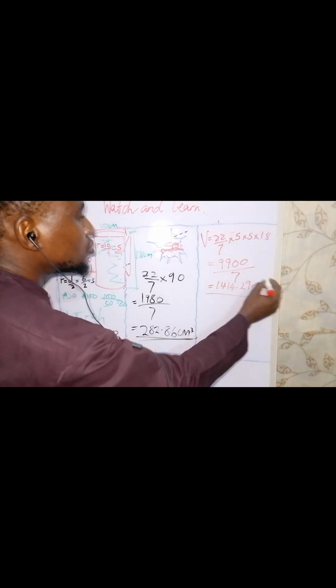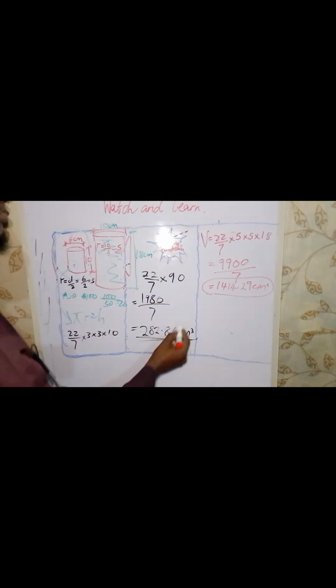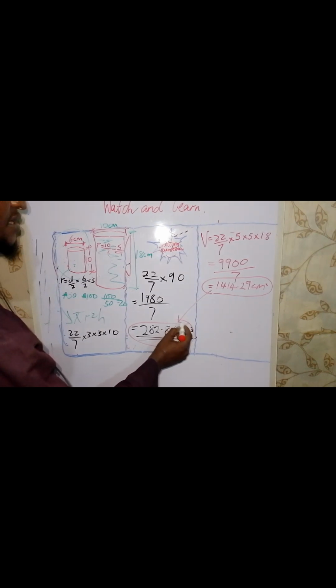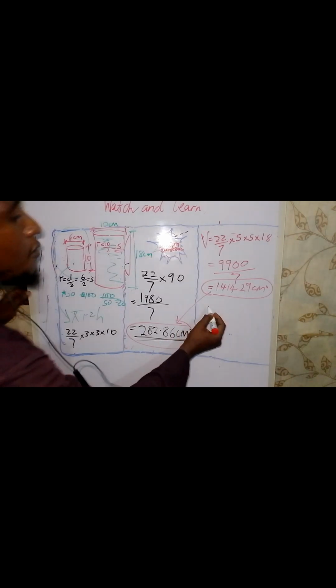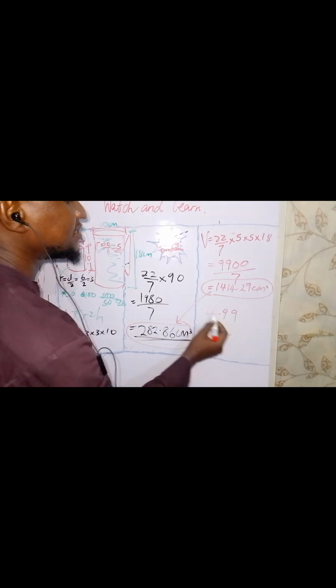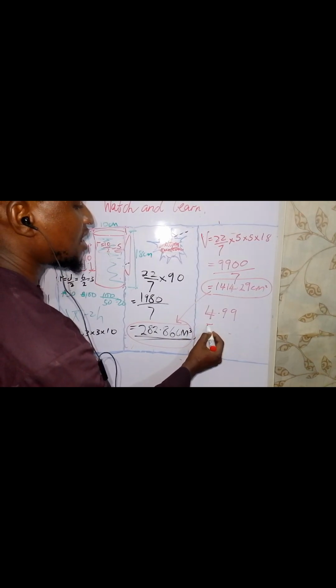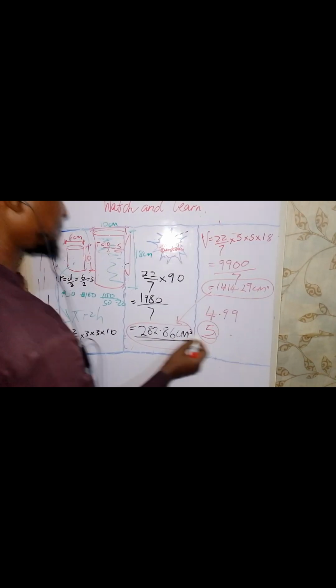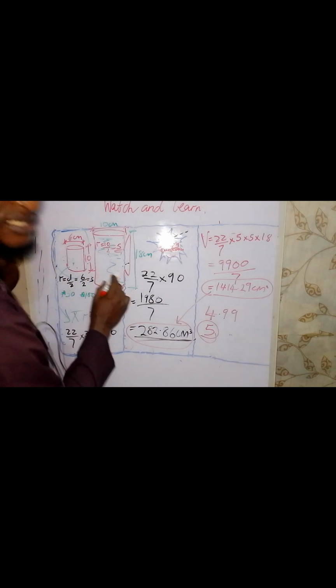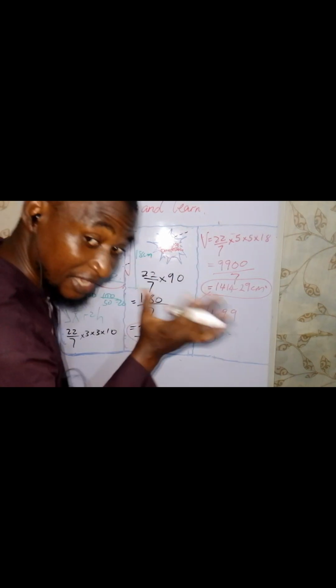So the volume of the jug is this, and the volume of the cup is this. So this divided by this gives 4.99. This is approximately 5. So you're going to get 5 of this when you empty the water here. Very simple.